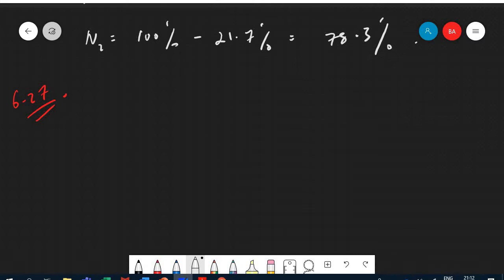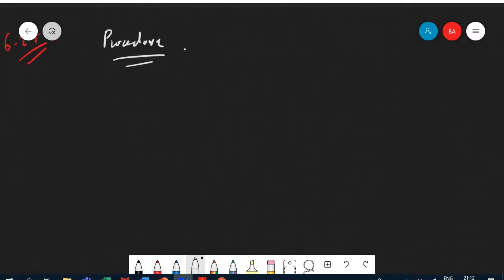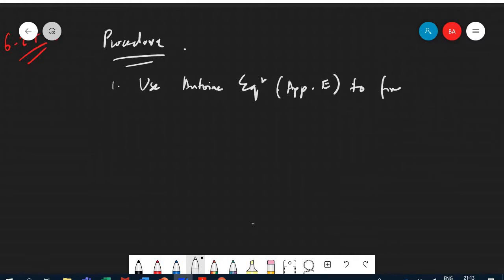That is 627. And the procedure, I think it's a good idea that I write a procedure here, because I have explained this several times. So the first thing I want to do is what? I'm going to use the Antoine equation. Where do I get the values of A, B, and C? I get them from appendix E, appendix A. Why do I use the Antoine equation? To find Psat.